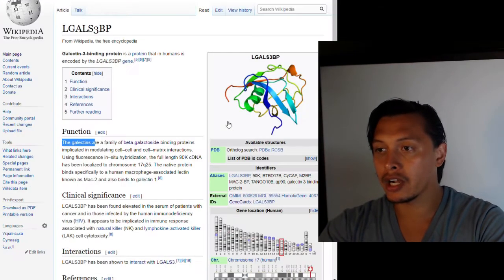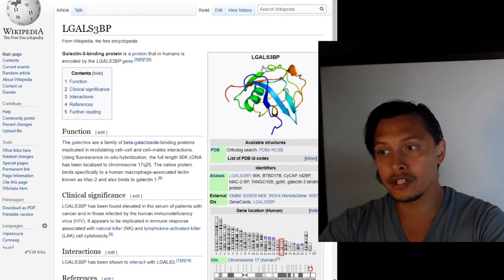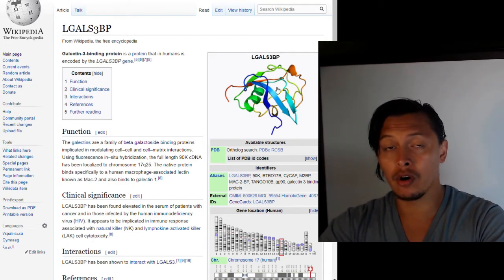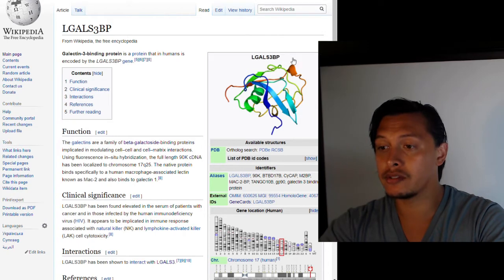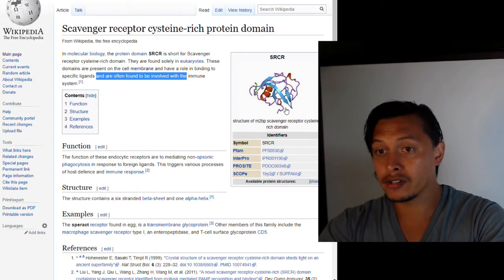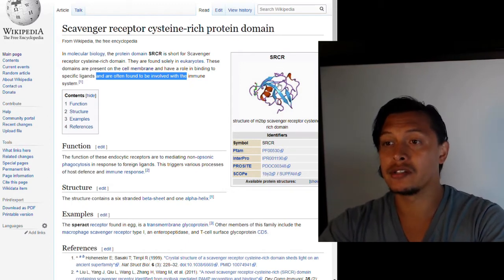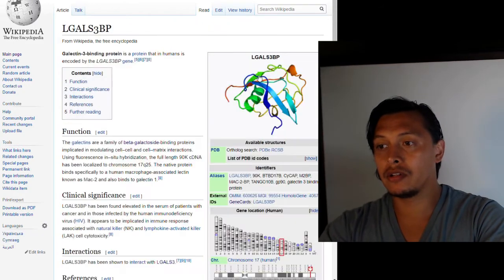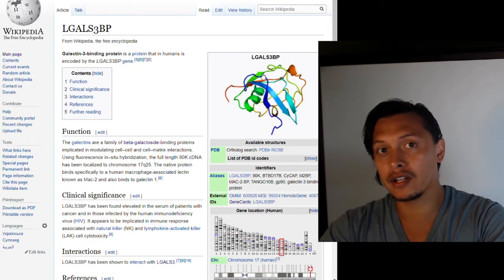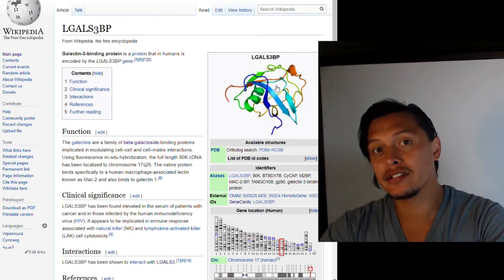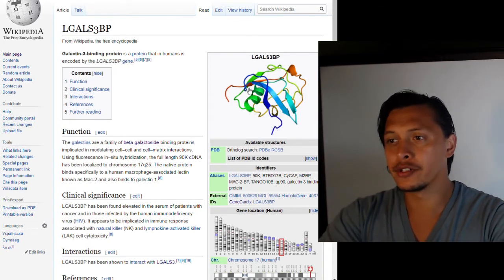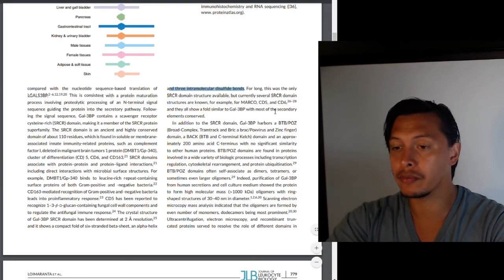So remember when we were talking about this protein domain, or this protein LGALS3BP? Well, this is only part of the whole Galectin-3 binding molecule. This is just the SRCR domain, the scavenger receptor cysteine-rich protein domain. That is only the part of the Galectin-3 binding protein that has that domain in it. Only that domain is shown right here. There is more to this galectin-3 binding protein than what is pictured right here, is what I'm trying to get at.